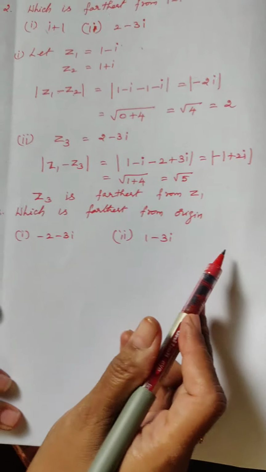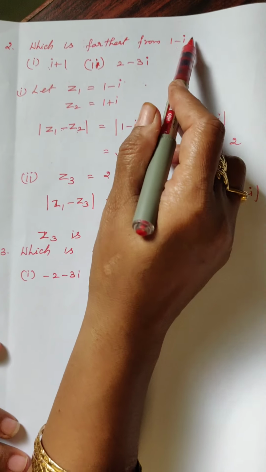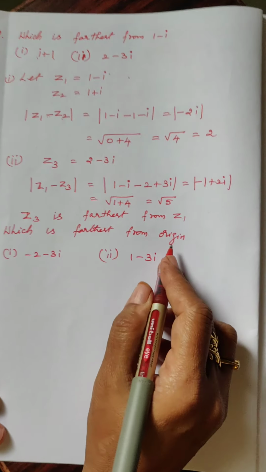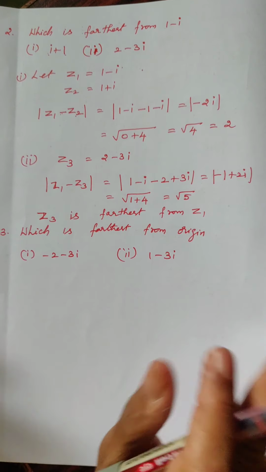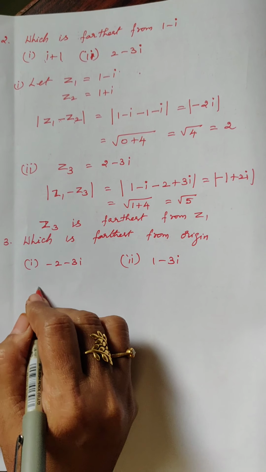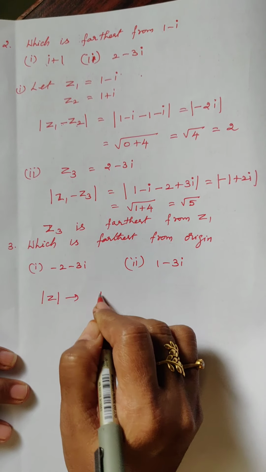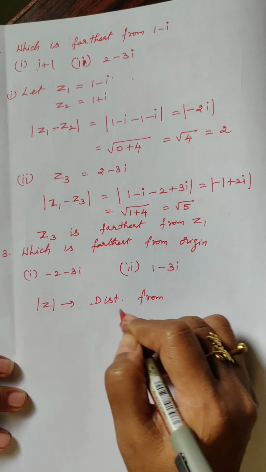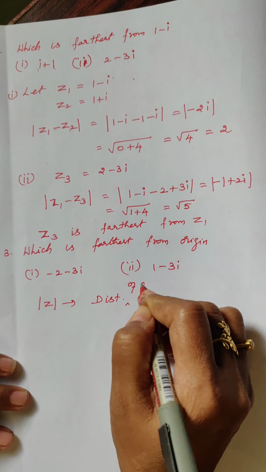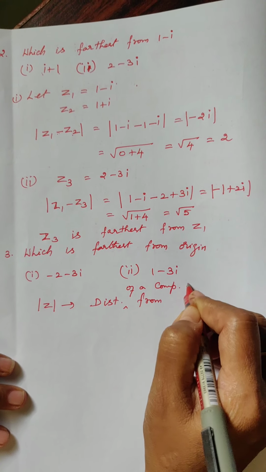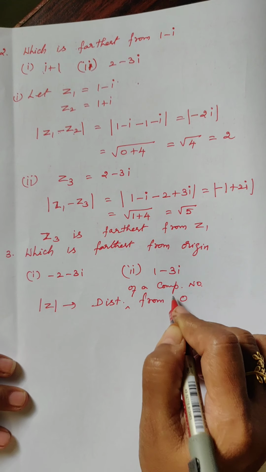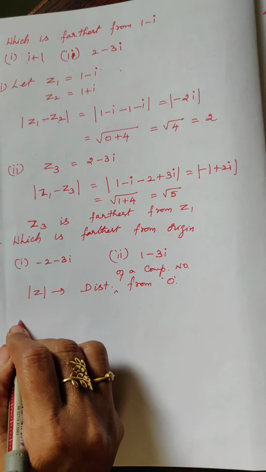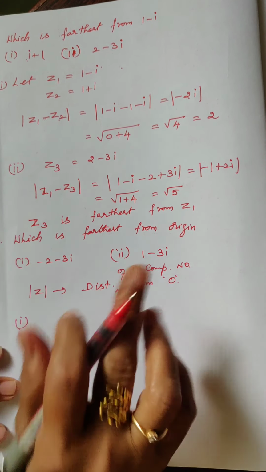Which is farthest from the origin? See here, which complex number is farthest from the origin. Origin means we already have the definition of modulus. What is the definition of modulus? Modulus of Z is nothing but the distance from the origin. Modulus of Z is the distance from the origin. Is it clear now? The distance of a complex number from the origin, that is 0, 0. Here we are going to find only from the origin, so our aim is to find the modulus of each number.